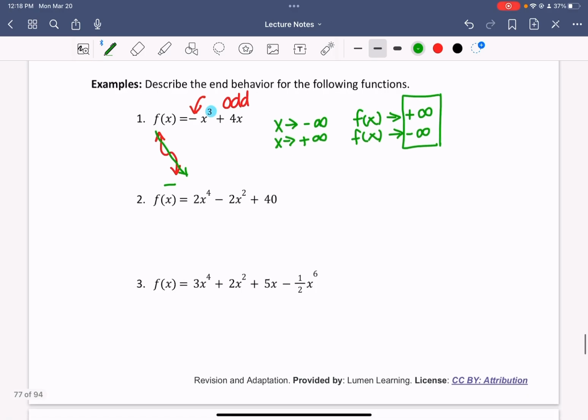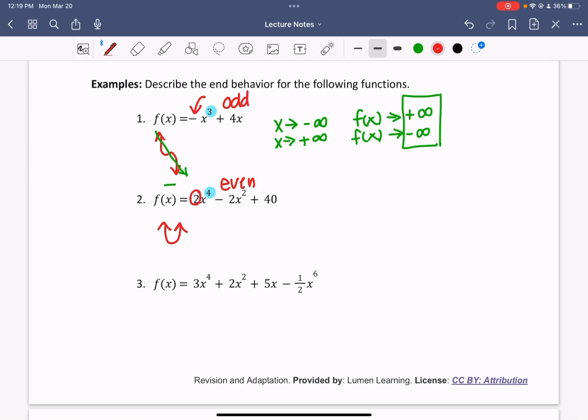Let's look at the next one. Again, we're going to start with the degree. The degree is +4, so that means it's an even degree. So that means it's either going to be facing upward, like a parabola, or downward. Then you look at the leading coefficient, and this leading coefficient is a +2. Because it's positive, I want to choose the one that's facing upward. So this is a small little drawing of what I can expect to see.